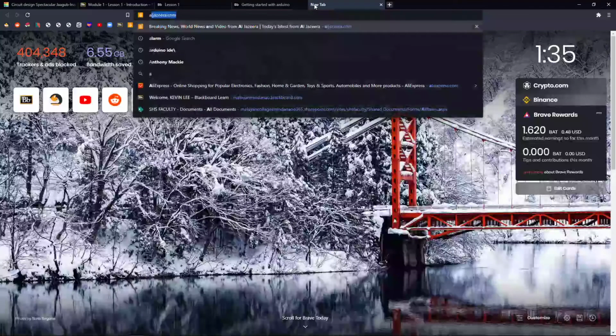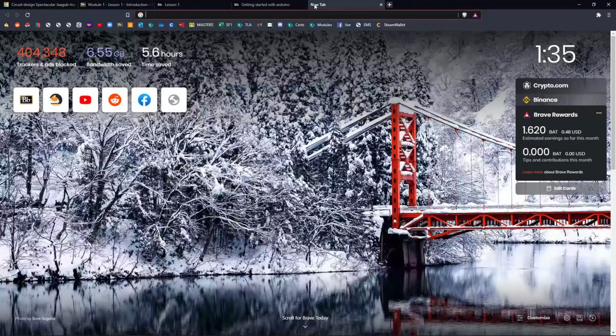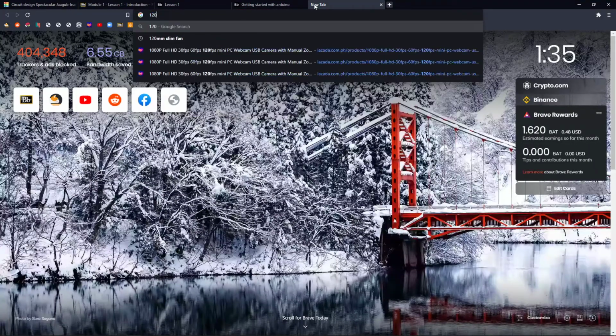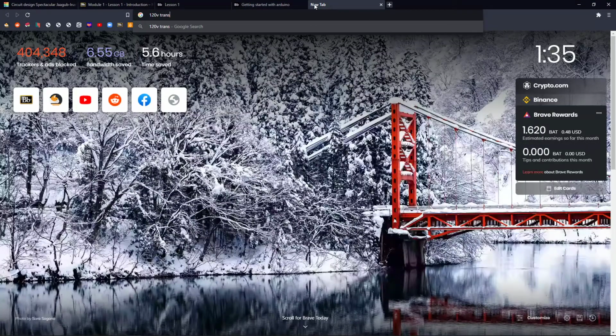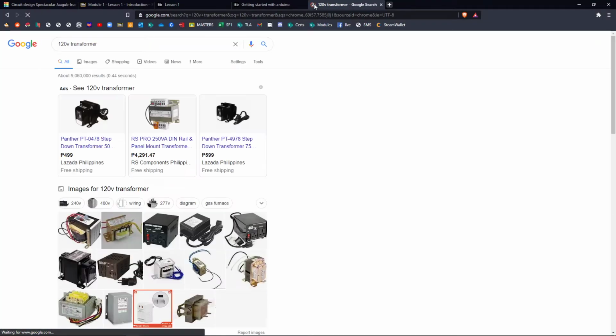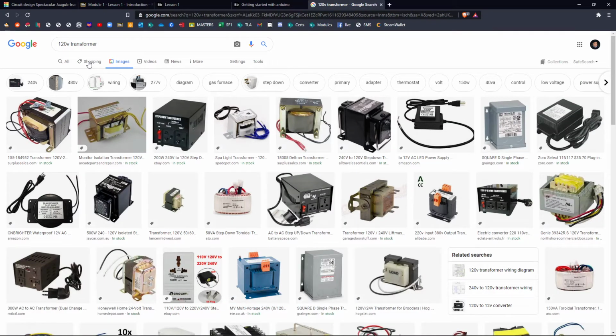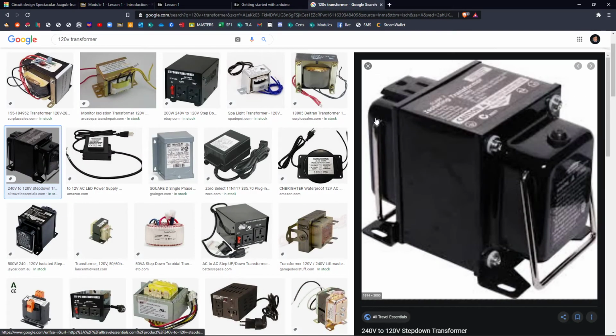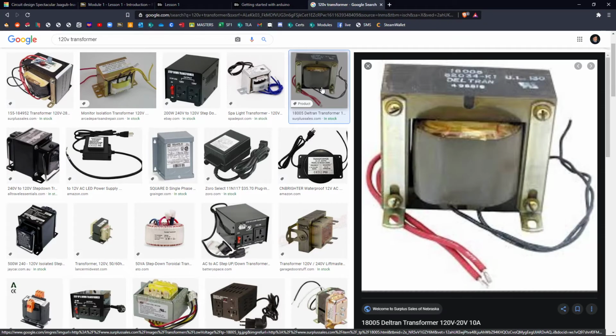Pakita ko lang sa inyo ano yung transformer ha. Let's say 120 volt transformer. So this is a transformer. We can usually find this in our old machines. Ito, usually find this in old refrigerators. There's even one inside a microwave oven.